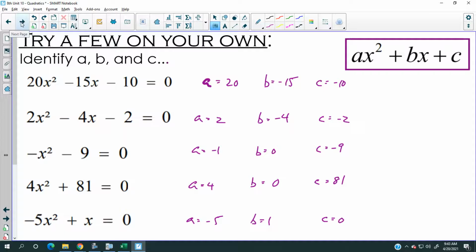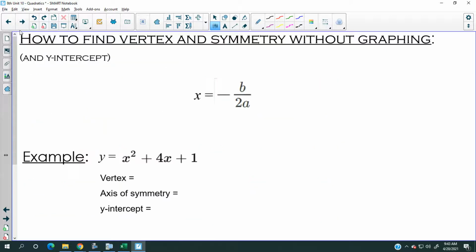So here's why we need to know this. Very important, like it's not gonna do this for no reason, okay? So here's the question. How to find the vertex and the axis of symmetry without graphing. So this is actually the lesson today, all right?